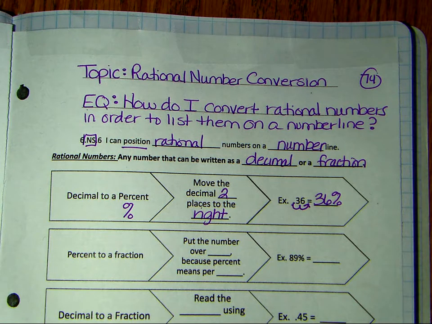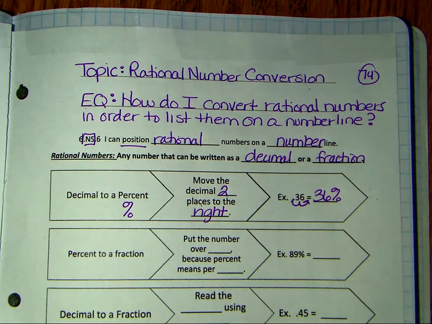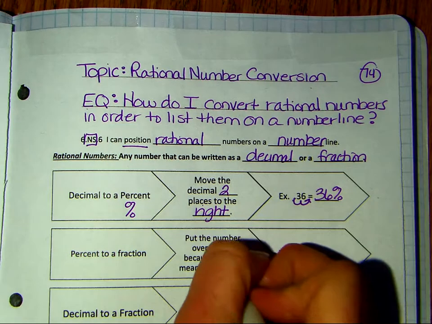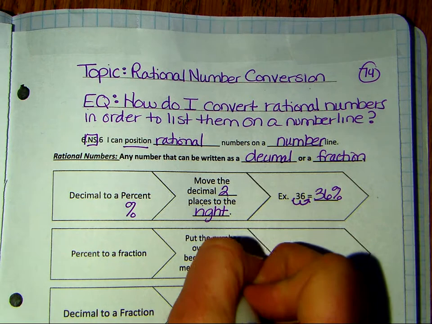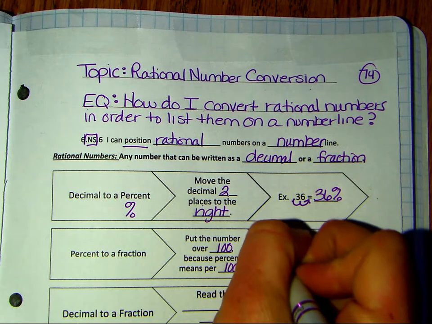If I'm going from a percent to a fraction, now remember, we said per 100, for every 100. So if we're going to move a percent to a fraction, we're going to put that percent value over another number in fraction form. And the number we're going to put it over is 100, because it's for every 100. So you're going to put the number over 100, because percent means per 100. And then always remember to simplify.